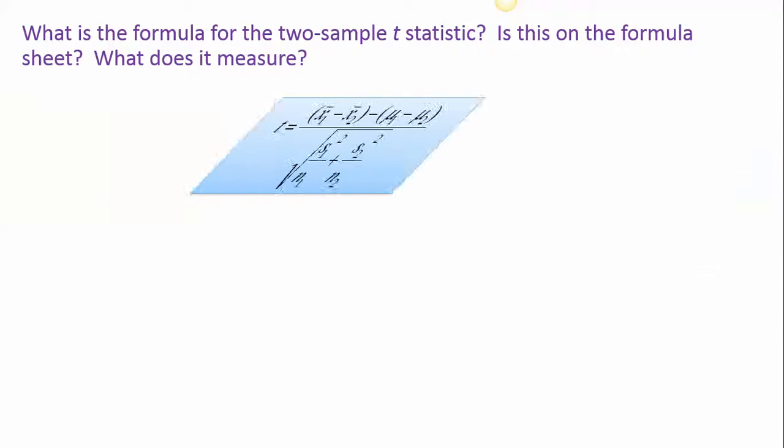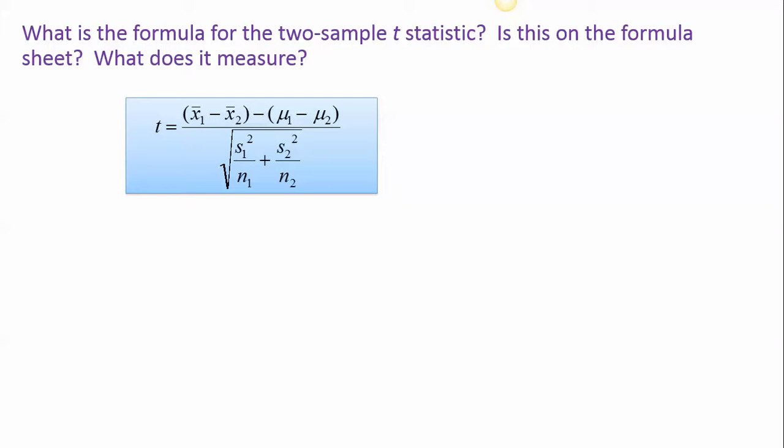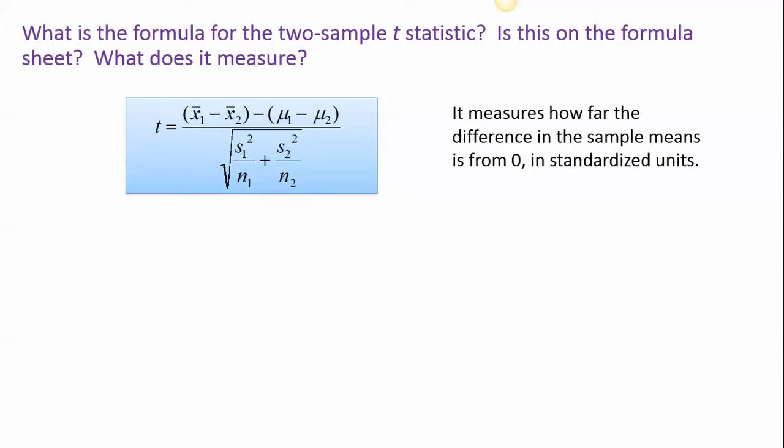What is the formula for a two-sample t-statistic? Again, the generic version of this formula is on the formula sheet, but you will need to remember or memorize it. It measures how far the difference in the sample means is from 0 in standardized units.